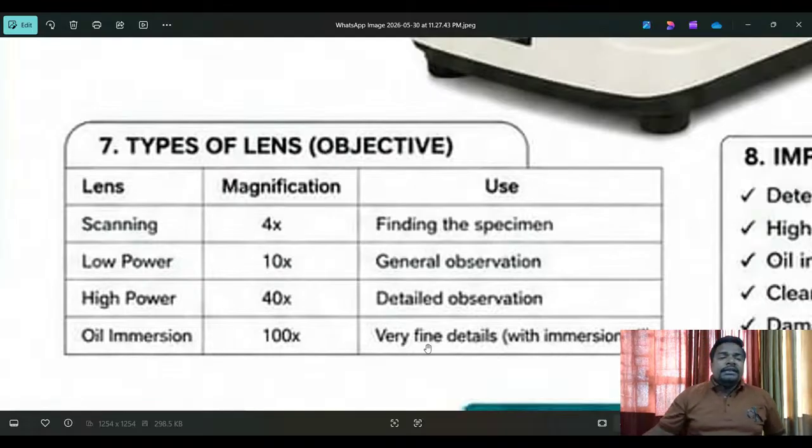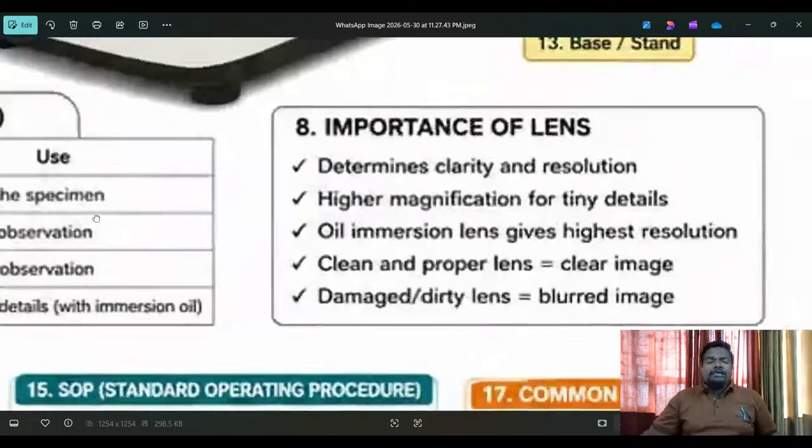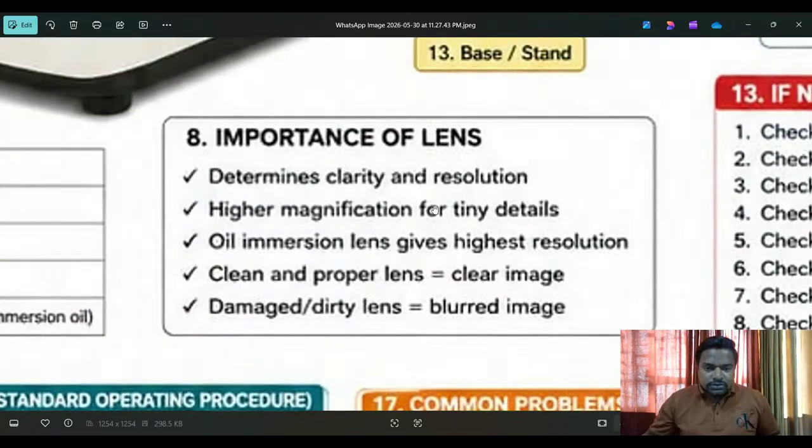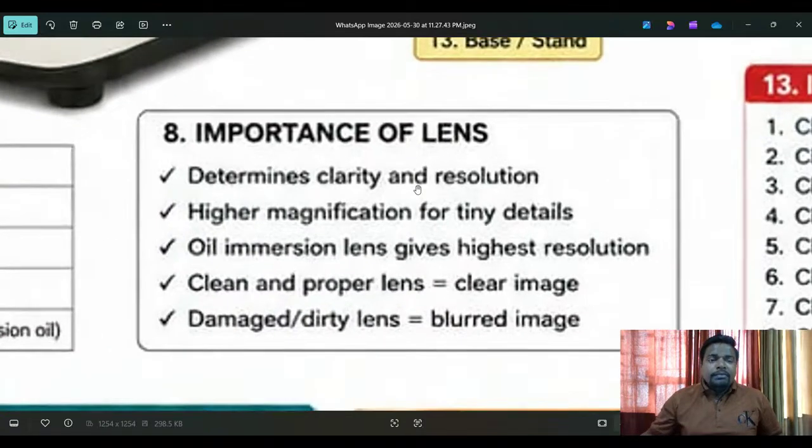And in these lenses, what problems will come regularly, sir? If you ask me, I will show you. Everything I will show you and explain one by one. Now the seventh point is completed. Next, importance of lens. I have explained the types of lens, magnifications and importance, and I have shown them also.